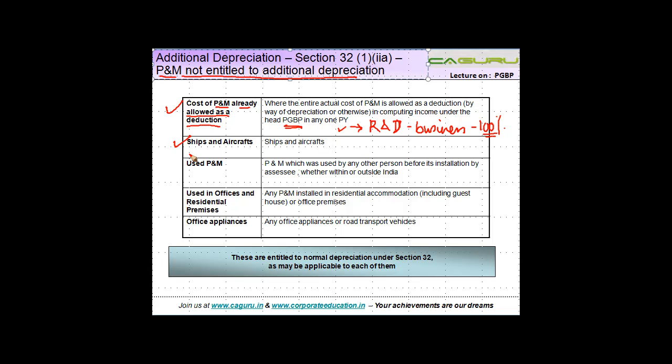The second one is ships and aircrafts. On ships and aircrafts, you don't get any additional depreciation. Third one is used plant and machinery. This is very important.